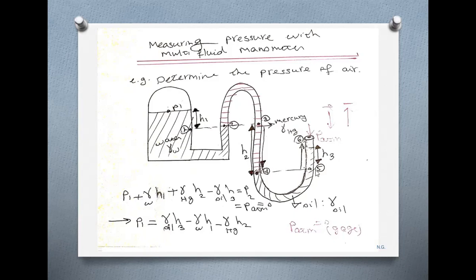Then you go from 4 to 5, and nothing changes, the same level, the same fluid, and then you go up, pressure decreases by gamma of the oil times H3, and then you reach point 6, which is exposed to the atmosphere, so it's equal to atmospheric pressure. In the gauge scale, that is 0. So we just take all of those terms to the other side.